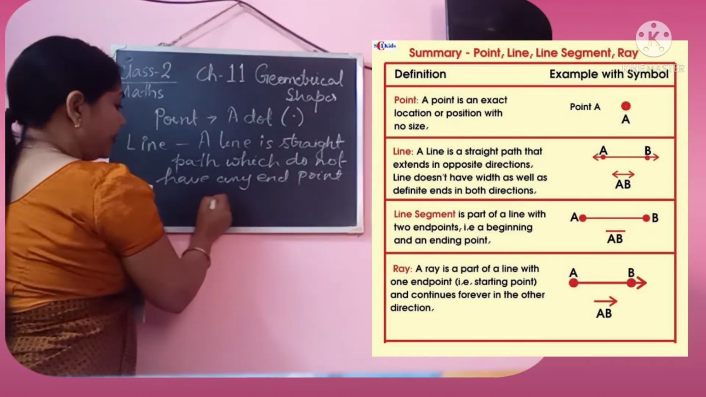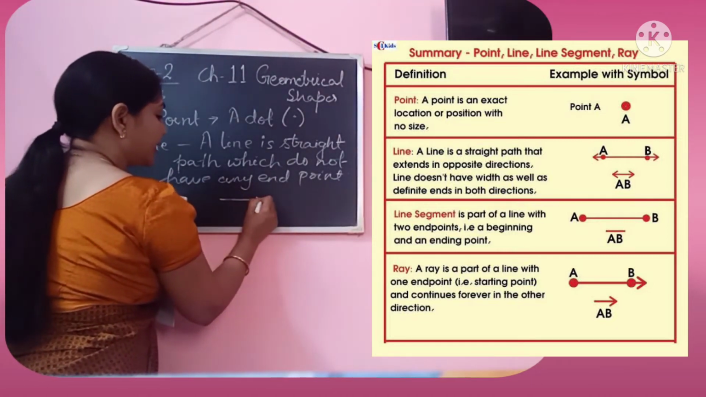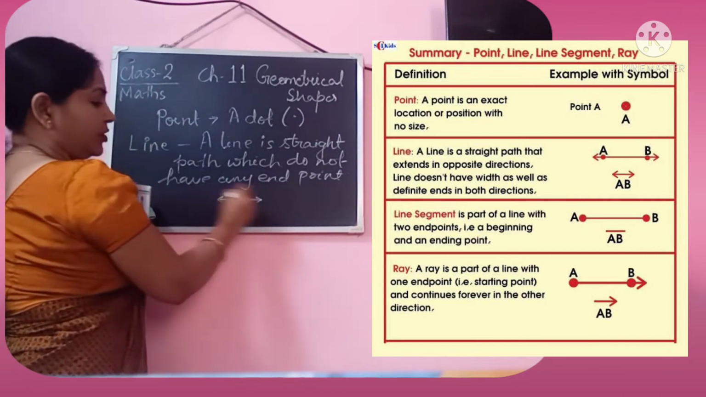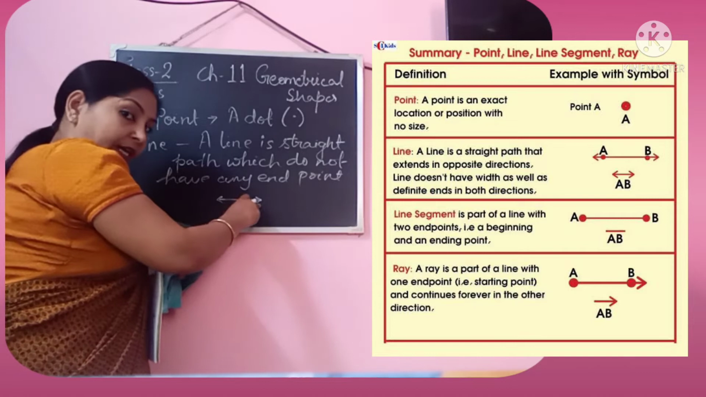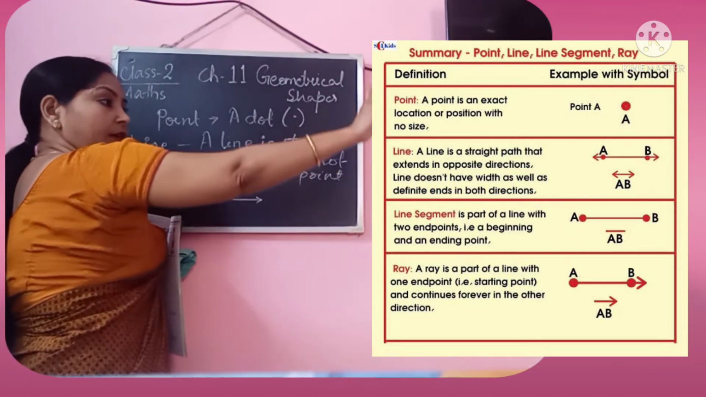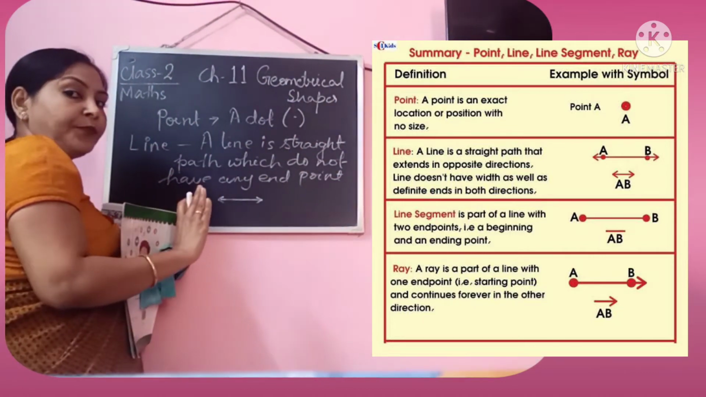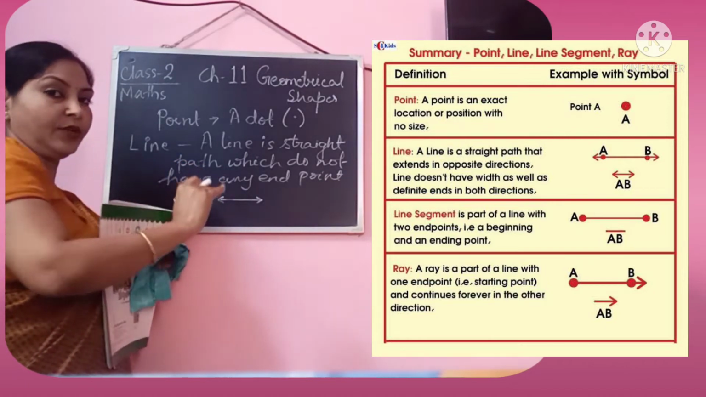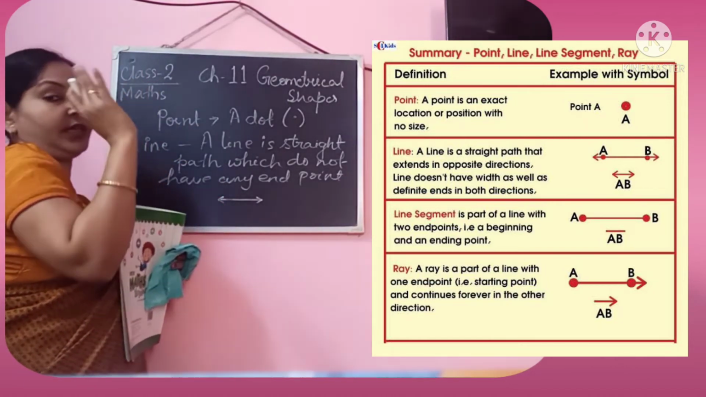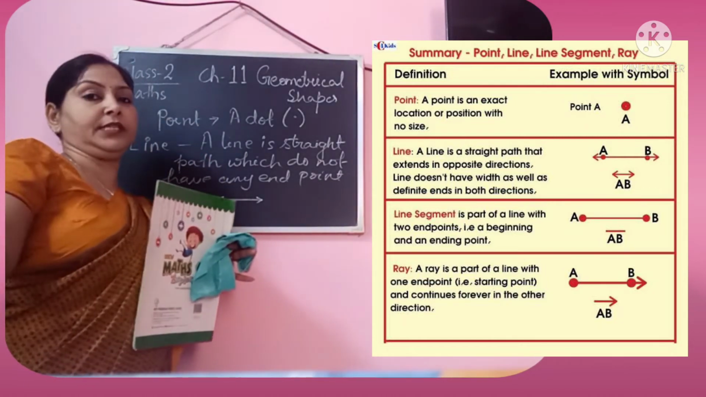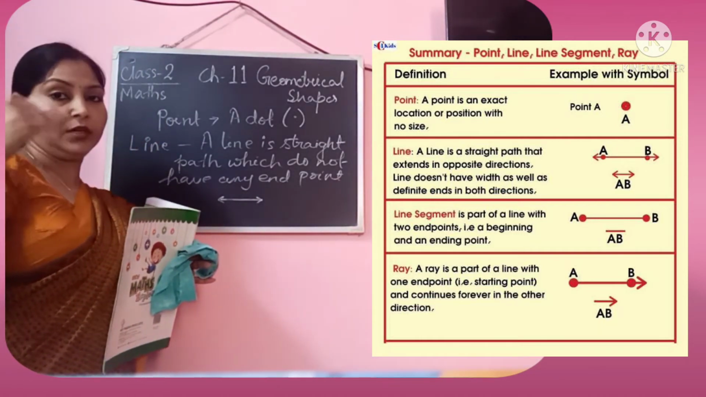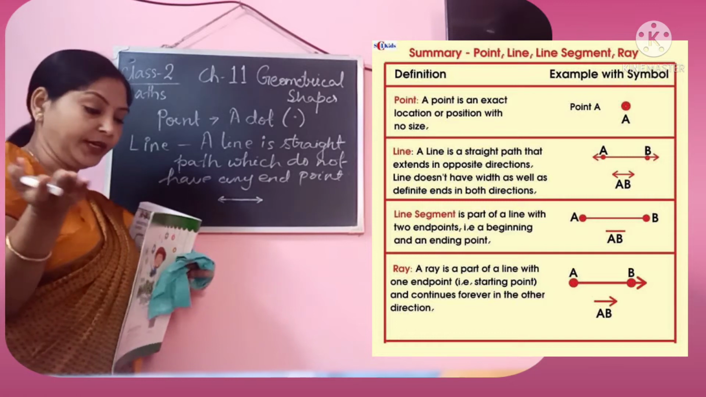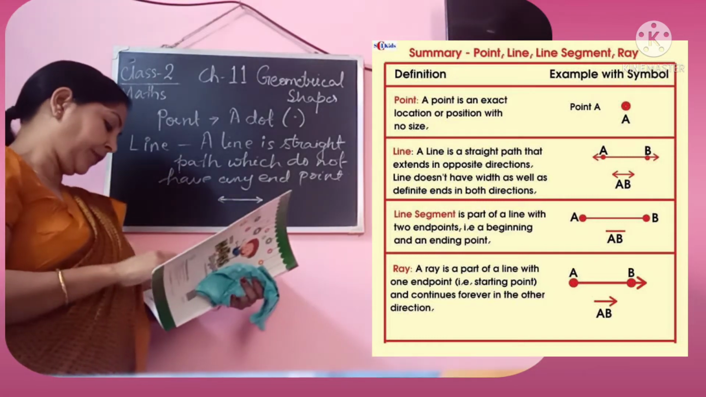A line is always represented in this way with two arrows. What is the meaning of these two arrows? The right hand side arrow will go on extending towards the right side and the left hand side arrow will go on extending towards the left side. Endlessly it will keep on extending in both directions. It has no end. So this is what a line is.